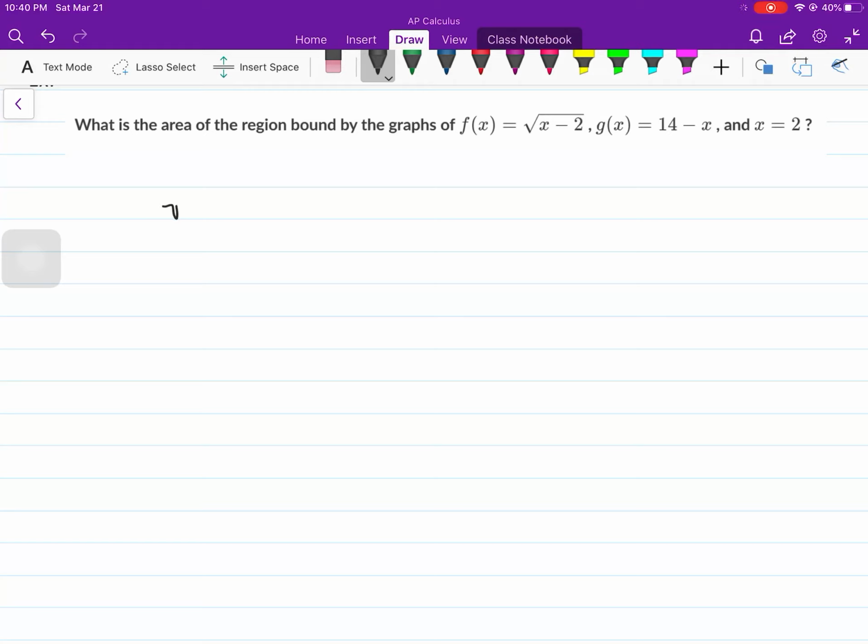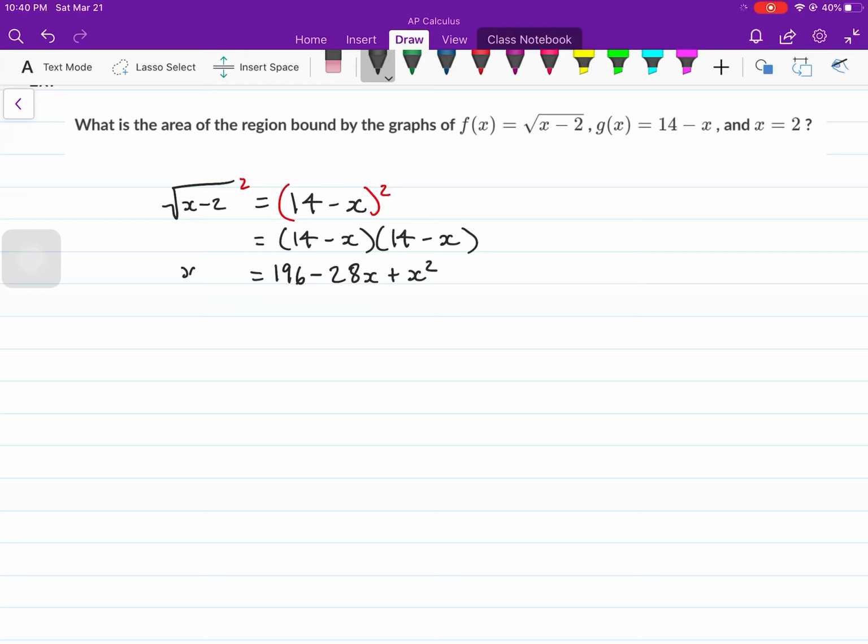So we're going to have the square root of x minus 2 equals 14 minus x. And I did this problem just because I figured you guys would want to see something with the square root and you'd have questions on that later. So how do we solve this? Well, to get rid of the square root, we can go ahead and square both sides. So that means on this right side, we're going to have to expand and FOIL it, getting us 14 times 14 is 196 minus 28x plus x squared equals x minus 2.